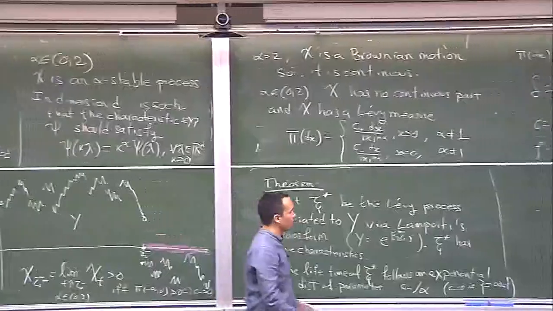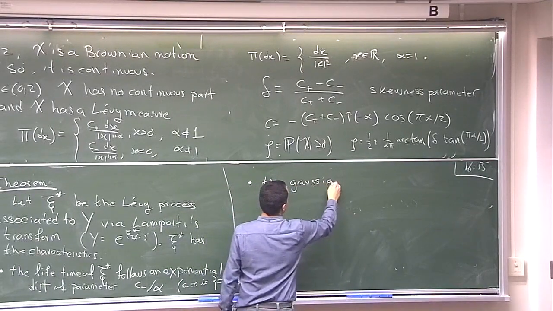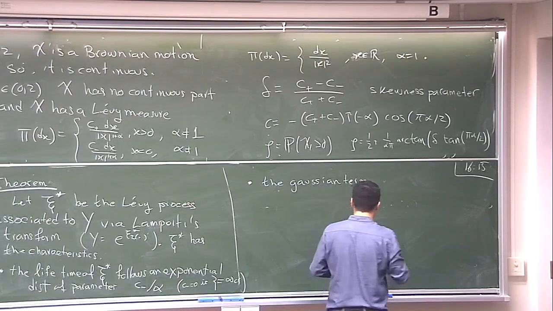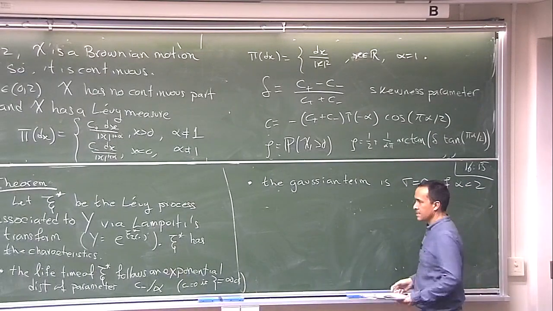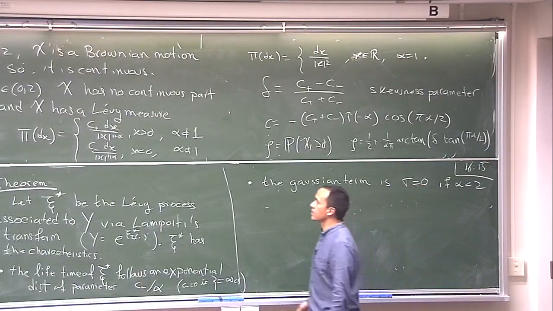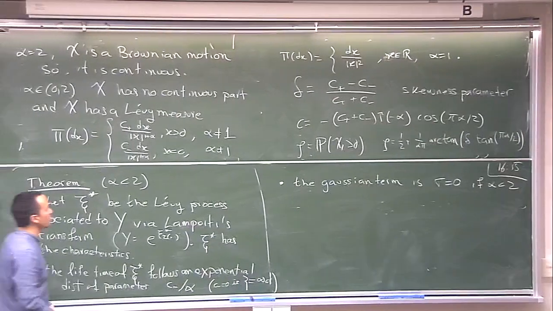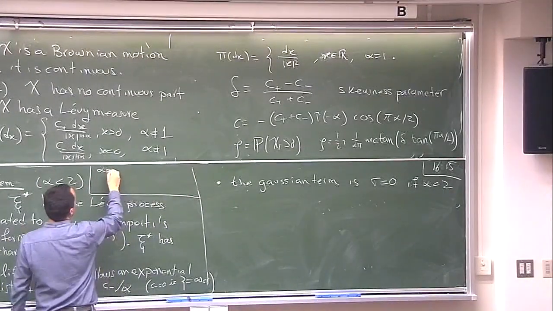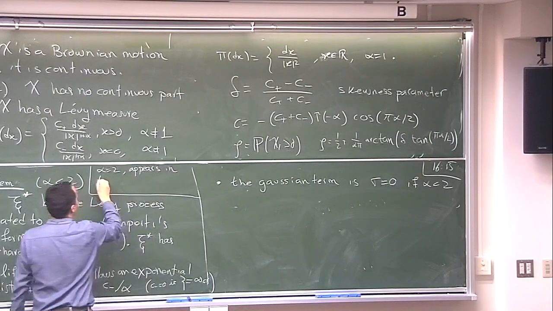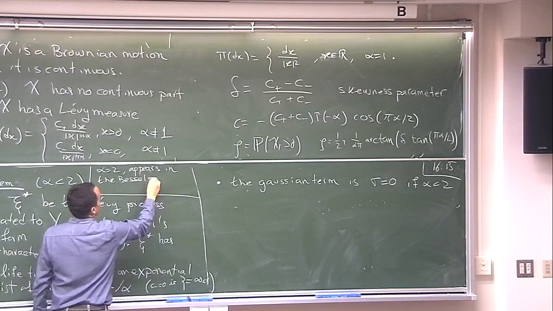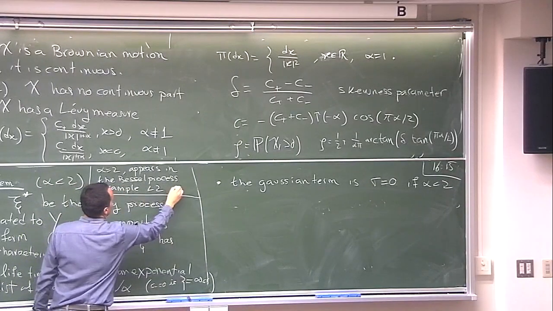That's the first characteristic. The second characteristic is the Gaussian term. Is sigma equal to zero if alpha is smaller than two? And here I must say that alpha will always be smaller than 2. Why do I remove the case alpha equal to 2? Because that case was dealt with yesterday. Alpha equal to 2 appears in the Bessel process example in lecture 2.